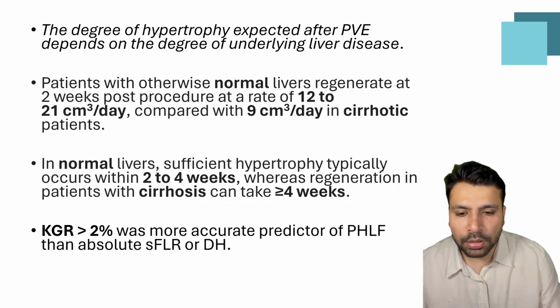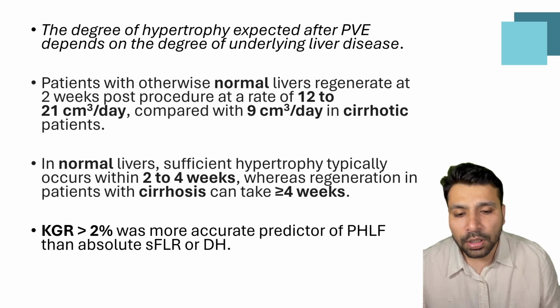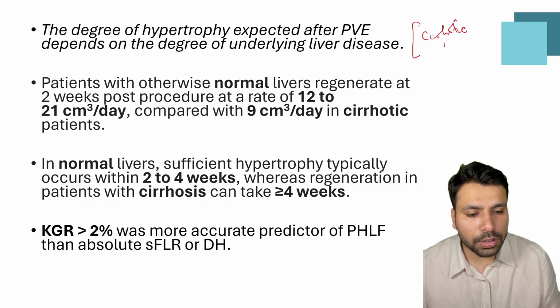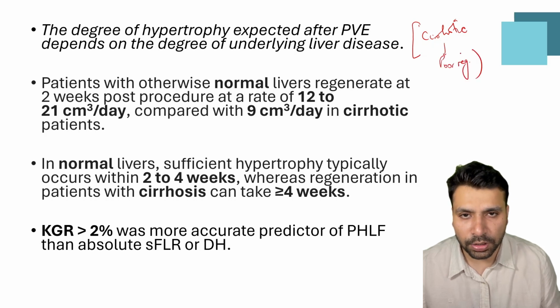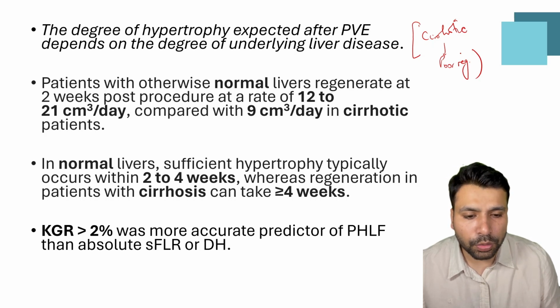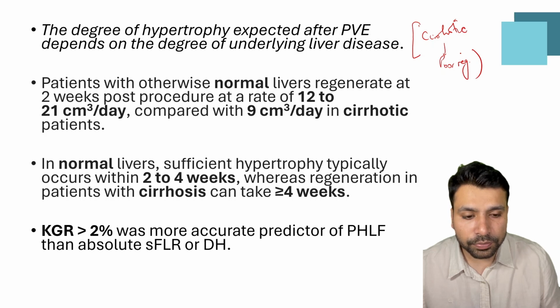The degree of hypertrophy expected after portal vein embolization depends on the degree of underlying liver disease. I've already told you that patients with cirrhosis have a poor regenerative response. So even after portal vein embolization, they will regenerate poorly. A normal liver regenerates at a rate of 12 to 21 ml or cubic centimeters per day, compared with 9 cubic centimeters per day in cirrhotics. So 12 to 21 versus 9.